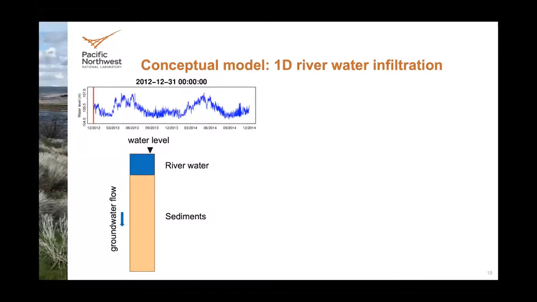the conceptual model for the river water infiltration. The blue region represents the river water, and the yellow region represents the sediments. The groundwater is flowing in the sediments. The flow direction depends on the pressure difference between the groundwater and the river stage. If the river stage is at a low elevation and the hydraulic head of the groundwater is high, the groundwater will flow upward. If the river water is at a high elevation, the groundwater will flow downward.